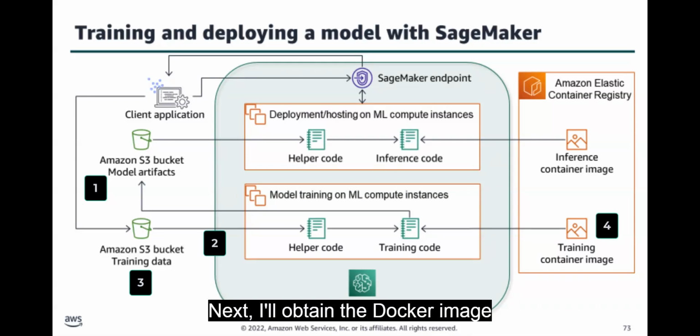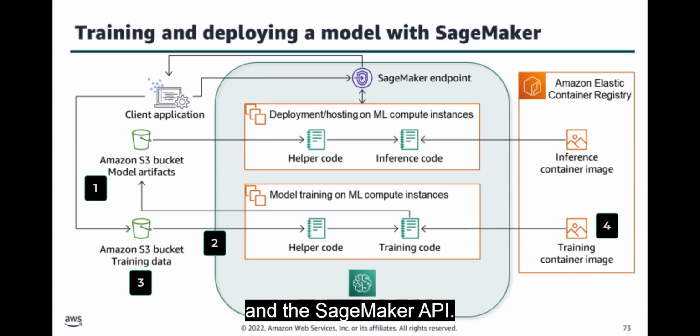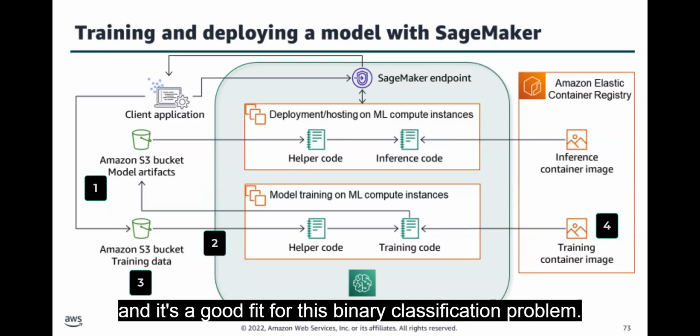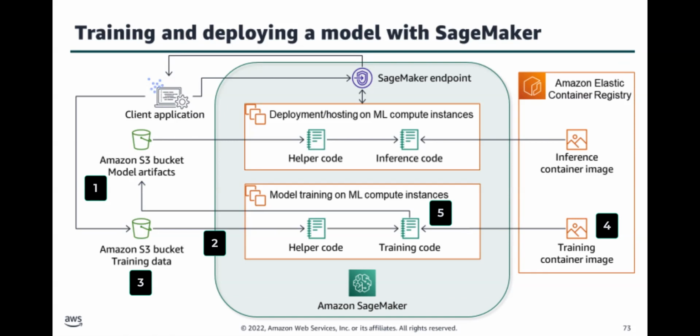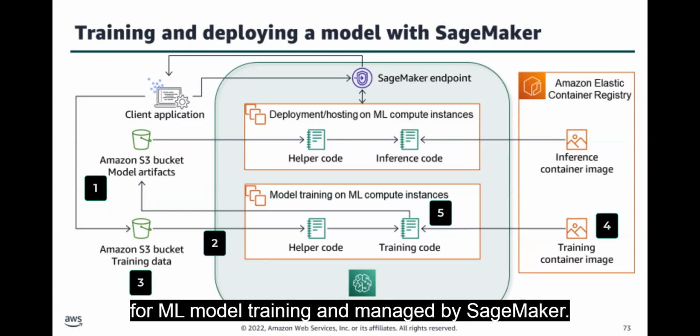Next, I will obtain the Docker image for the linear learner algorithm by using Boto3 and the SageMaker API. This algorithm is included with SageMaker, and it's a good fit for this binary classification problem. With the Docker container image ready, I will start the process of training the model by using the training dataset and an EC2 instance specifically designed for ML model training and managed by SageMaker.